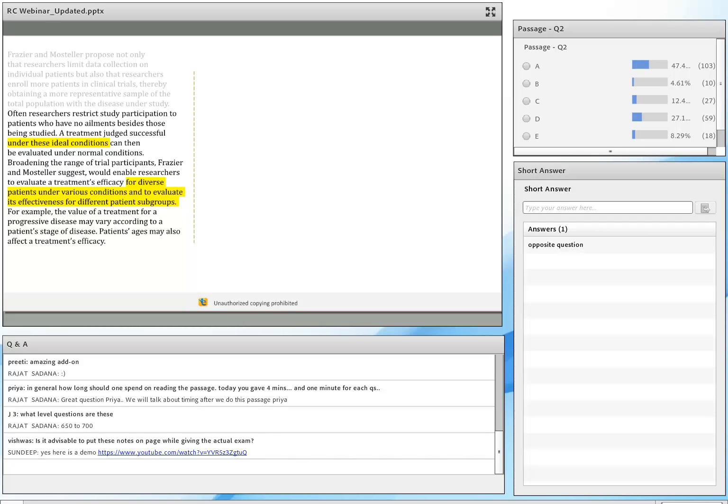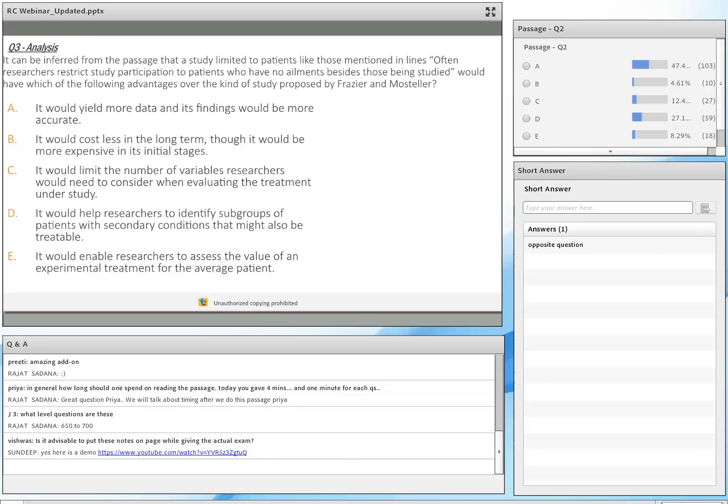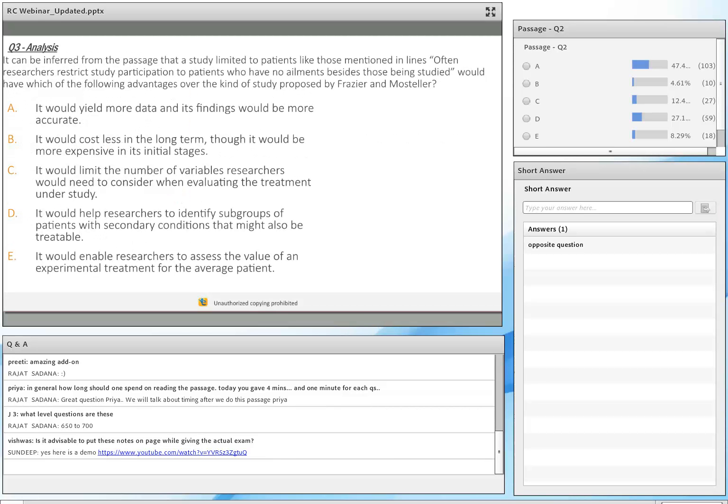Now, how do you figure this out? The given way is that you limit the participation under ideal conditions and then evaluate it under normal conditions. The proposed way is to get a greater variety of population, to get a much more representative sample. So when you look at this, you say, okay, let's look at the answer choices. This seems like an inference over a larger scope. Let's look at each of the answer choices and see how you guys polled. Let's get the poll responses. This is question number 3.